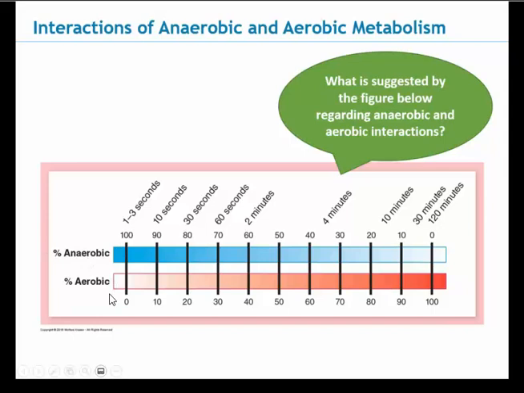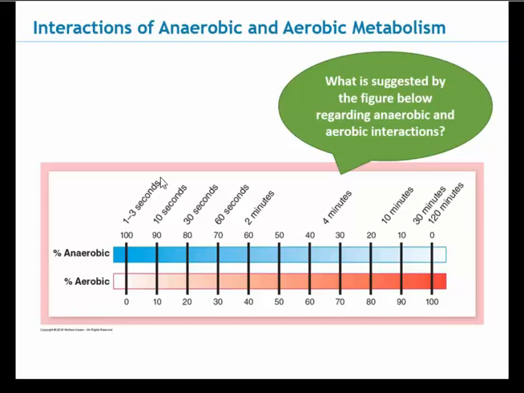Which energy system is going to be active the most is dependent on number 1, intensity. The intensity of our exercise will be the number 1 determinant in which energy system will be the primary contributor. And duration is the second factor that determines which system will be the primary contributor to our ATP production.